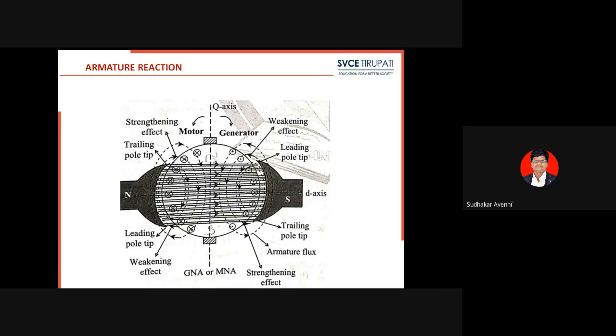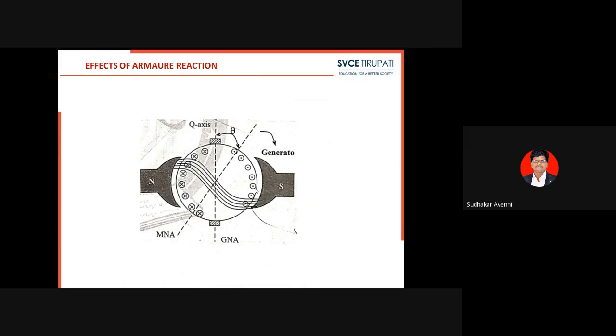When armature reaction is strengthened, see here, the resultant flux flows like this. This is the resultant flux. The MNA is perpendicular to the resultant flux, so the MNA is going to be shifted with respect to the GNA by angle theta.